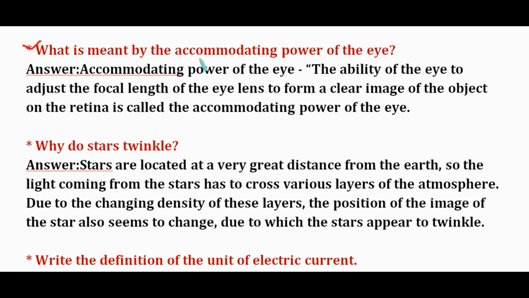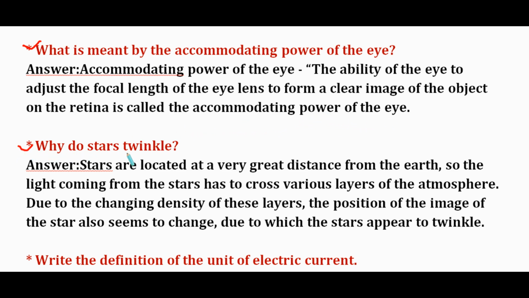Next question is, what is meant by the accommodating power of the eye? The accommodating power of the eye: the ability of the eye to adjust the focal length of the eye lens to form a clear image of the object on the retina is called the accommodating power of the eye.